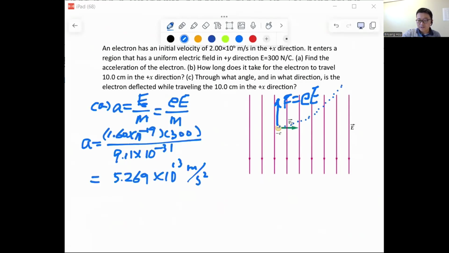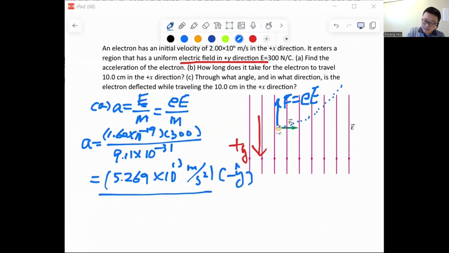And the direction: in the problem, it says the electric field is in the positive y direction. So that means going upward is the negative y. This guy is the positive y, so upward is negative y. We know that the direction of this acceleration should be in the negative y direction, so we can use the unit vector like that. Because it's looking for acceleration, it's a vector. So this is the magnitude, and that's the direction. That's our acceleration.